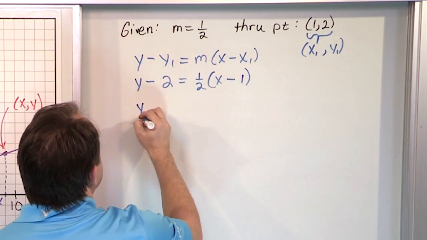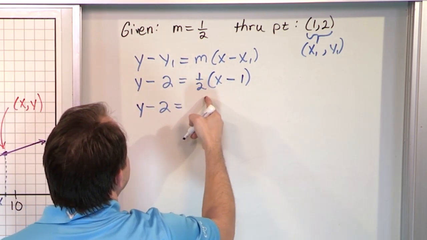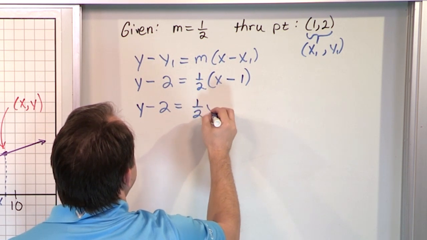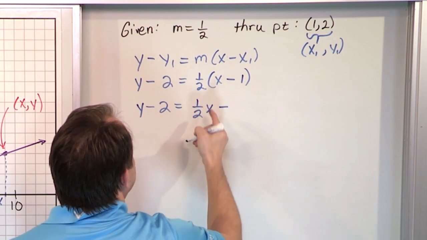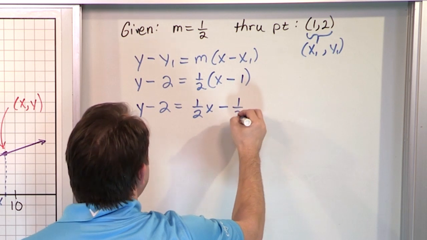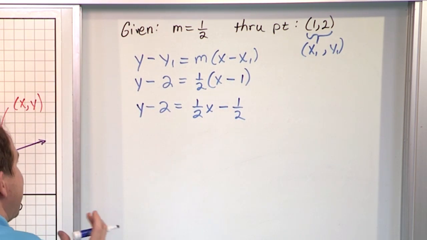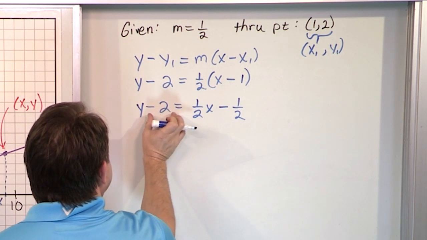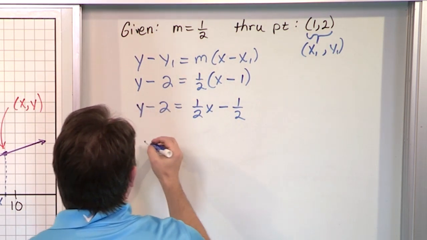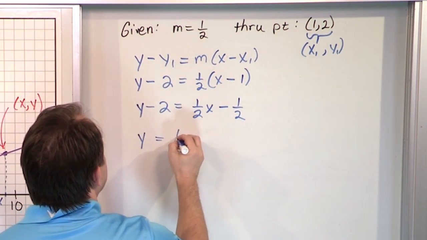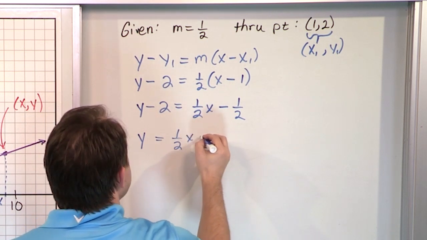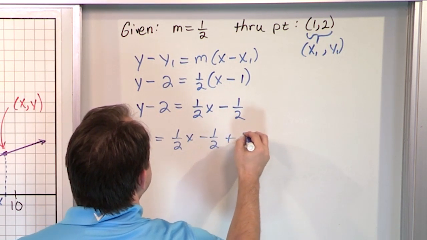So the first thing you do is you say y minus 2 is equal to, you distribute the 1/2, making it 1/2 x. The minus sign has to come along for the ride. 1/2 times 1 gives you 1/2, right? Like this. And then you want to get y by itself, so you want to move the 2 over here. So what you're going to get is y equals 1/2 x minus 1/2 plus 2.